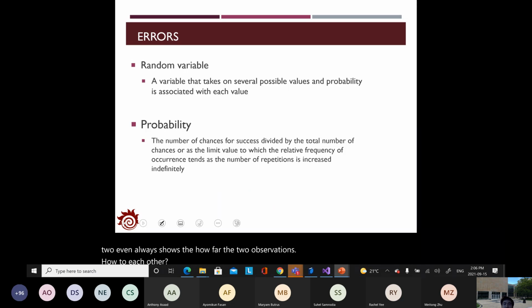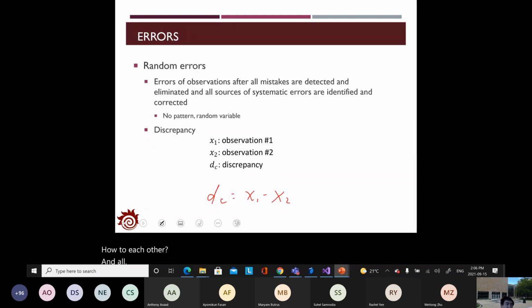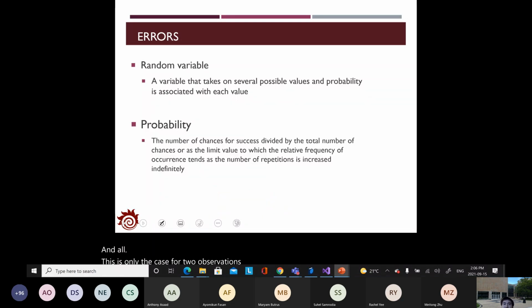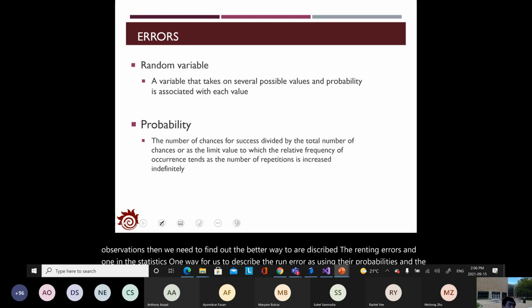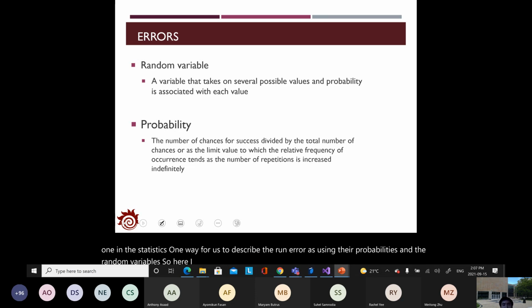And this is only the case for two observations. But if we are talking about the case with a lot of observations, then we need to find a better way to describe the random errors. In statistics, one way for us to describe the random error is using probabilities and random variables. So here I will give you a brief review about the random variable and the probability.